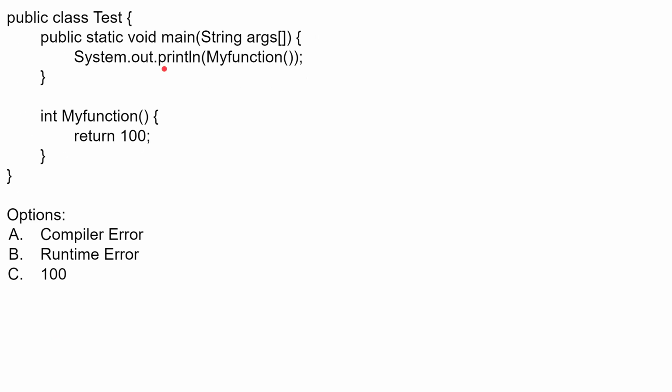Okay, so the next question I have for you is similar. I have a class Test, and inside it I have written a main method, which is nothing but your program's execution starting point. Inside that, I have written a System.out.println, which is calling myFunction. This is a function which is written here, myFunction. This function returns an integer value, which is 100. So you have to guess what will be the output. You can pause the video and try to think about it.